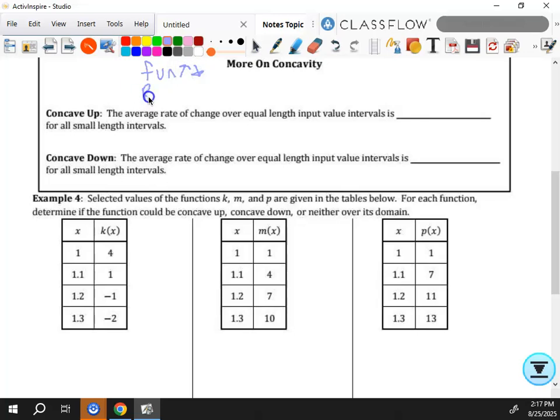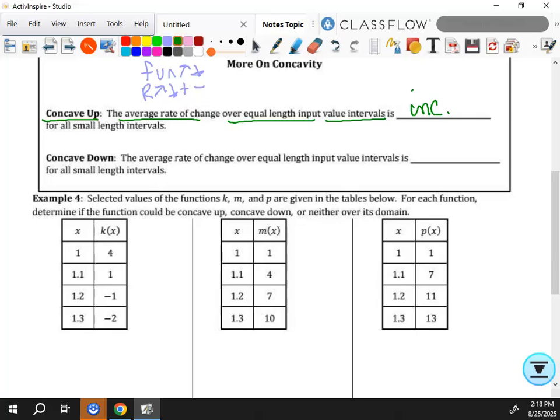Fun chart. All right, so if my function is concave up, then the average rate of change over equal input value intervals is what? Concave up is related to increasing. Good. Is increasing. And then it says for small length intervals. That statement, remember I just said we're usually not looking at the whole graph. We're usually looking at something in its neighborhood. So we're kind of talking about, very close to each other.